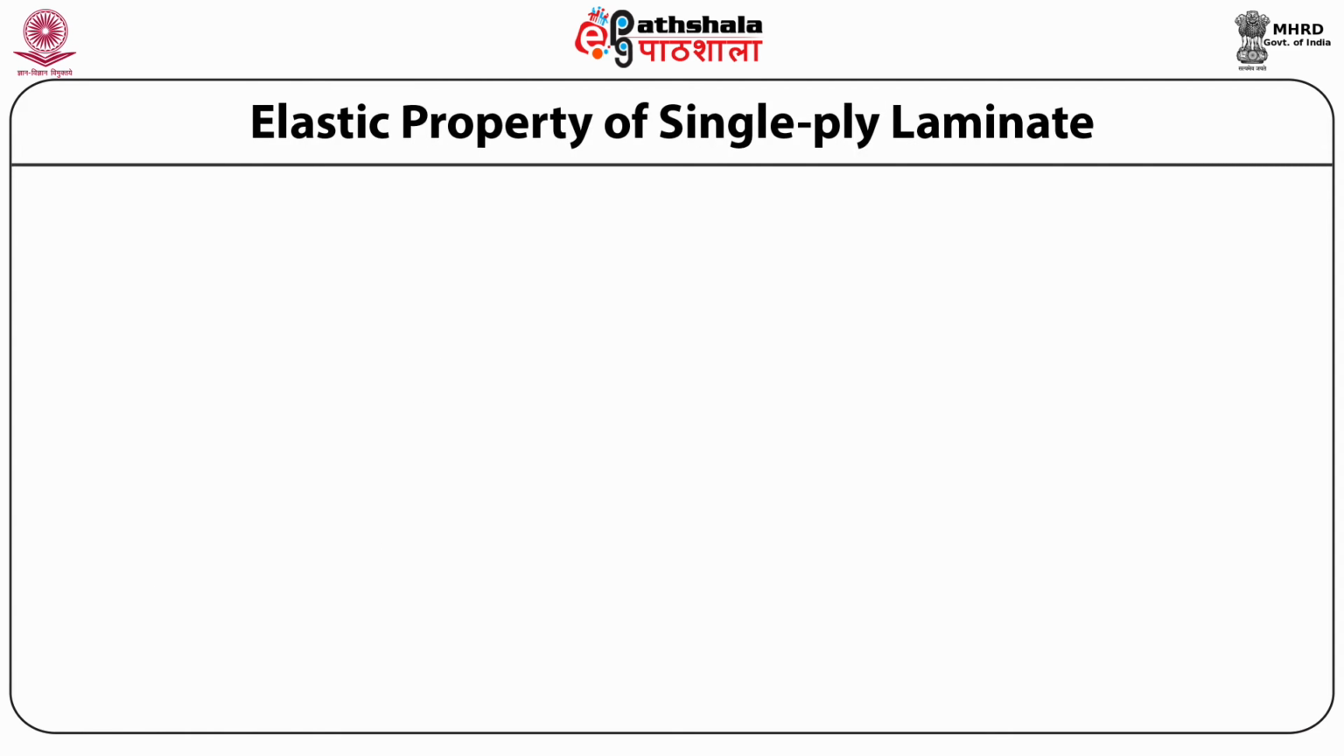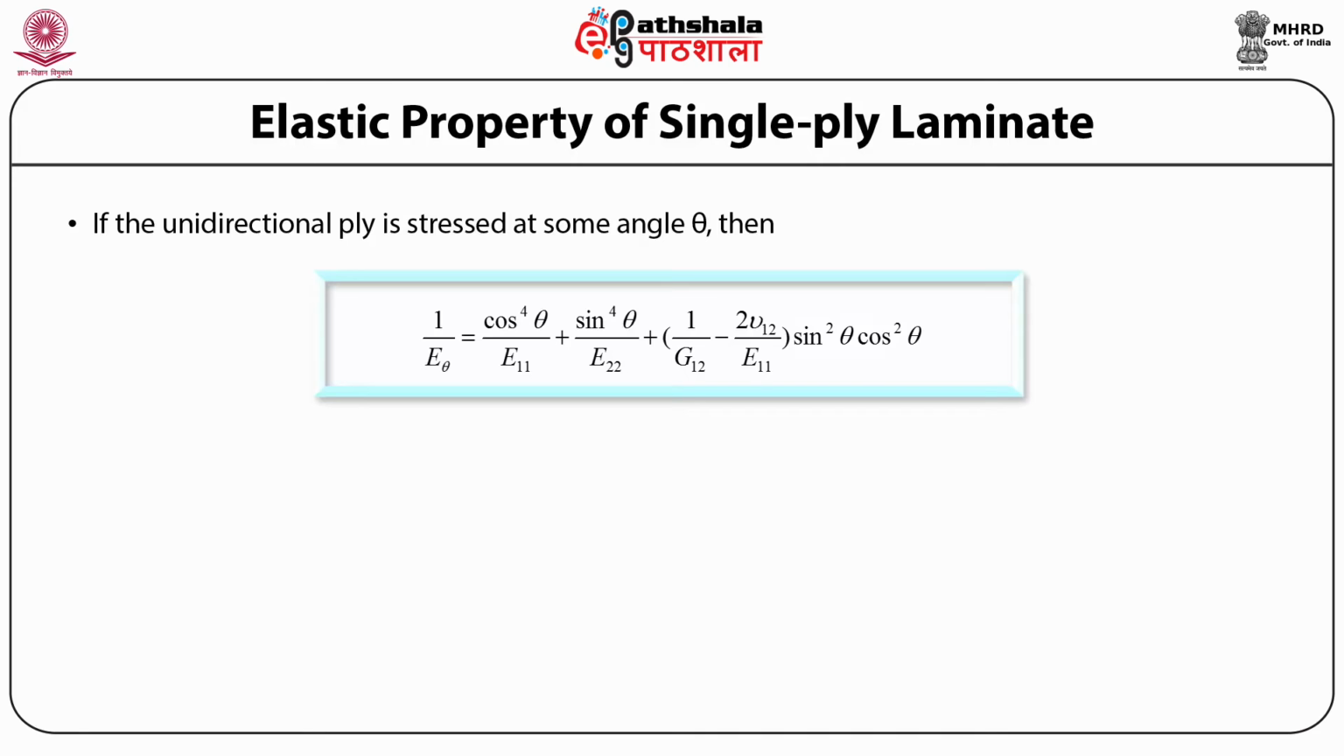So continuing our discussion over the elastic property of single ply laminate, if the unidirectional ply is stressed at some angle theta, then the elastic modulus E theta, shear modulus G theta, and Poisson's ratio nu theta along these directions can be given by 1 by E theta is equal to cos to the power 4 theta divided by E11 plus sine theta to the power of 4 divided by E22 plus bracket 1 by G12 minus 2 nu12 divided by E11 bracket close, sine square theta cos square theta.